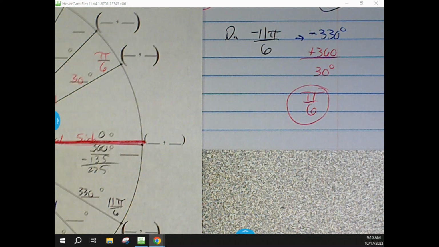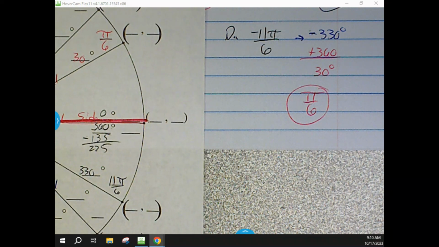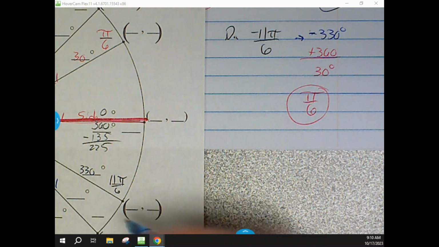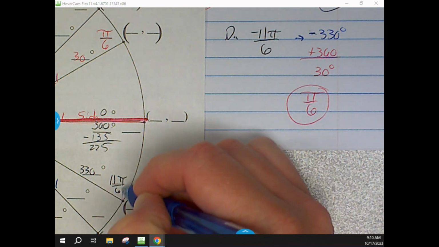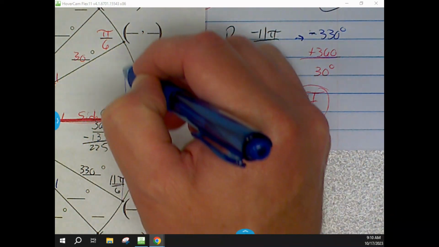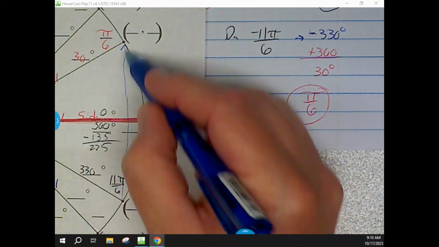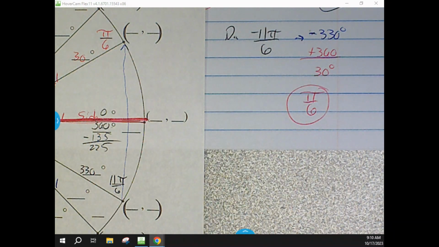But again, the shortcut that you get with that one is, if they give you negative 11 pi over 6, which was here, or 11 pi over 6, which is here, if they ask for the negative, you're basically just going to go across the x-axis and go straight up to the other number that was pi over 6 there.